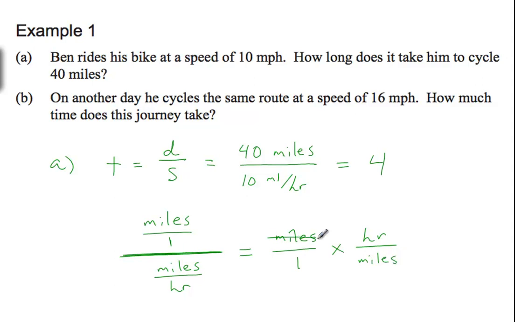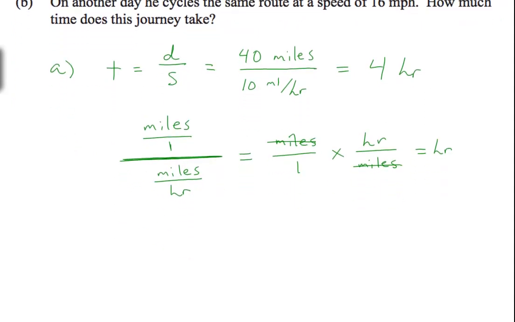And here we can see that miles will cancel. We'll have hours over 1, which is hours. So if we look at the units on their own, and we take miles divided by miles per hour, we actually end up with hours, which is correct because that should be a time. So 4 hours. B. On another day, he cycles the same route at a speed of 16 miles per hour. How much time does this journey take?